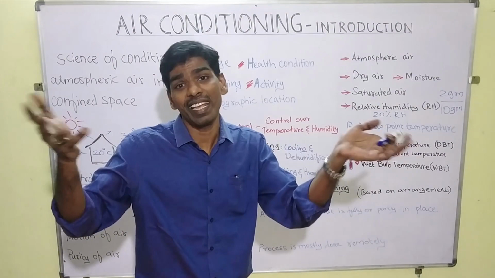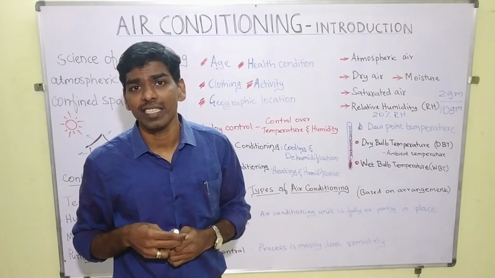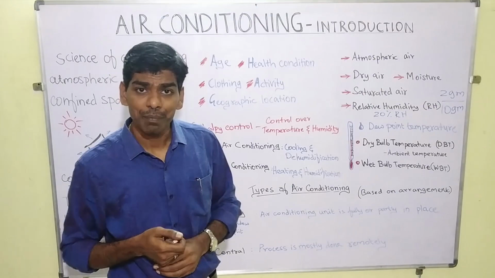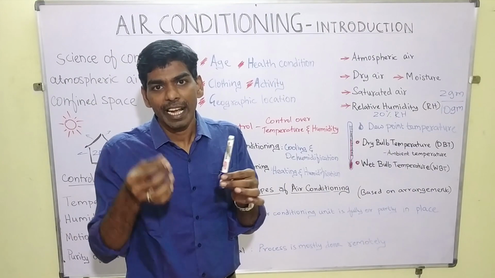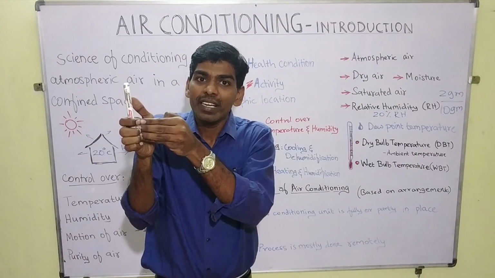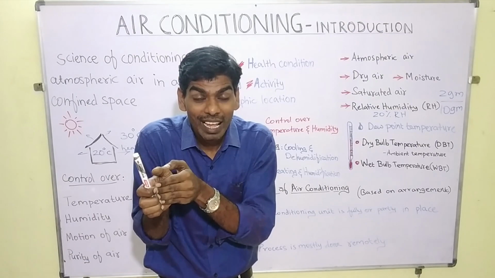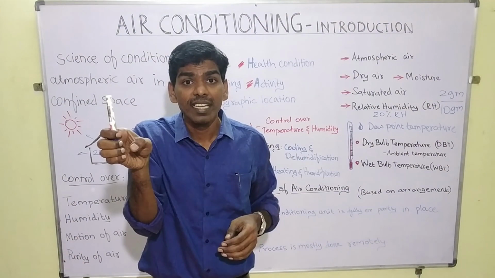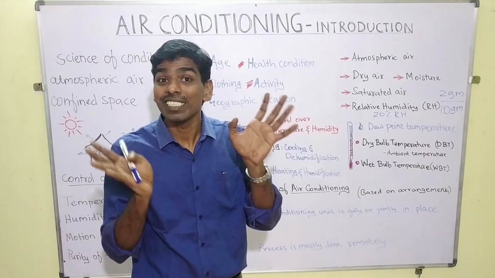And another one is wet bulb temperature. If you look at the thermometer, it has a bulb at the bottom. If the bulb is covered with a wet cloth, a cloth soaked in water, then we measure the temperature. What will happen? The air which meets the bulb comes near the wet cloth and gets saturated, and it gives a temperature. Once we cover the bulb with the wet cloth, the temperature we get is somewhat like saturated air temperature. That is called wet bulb temperature.